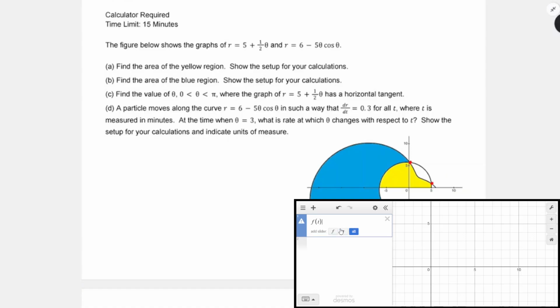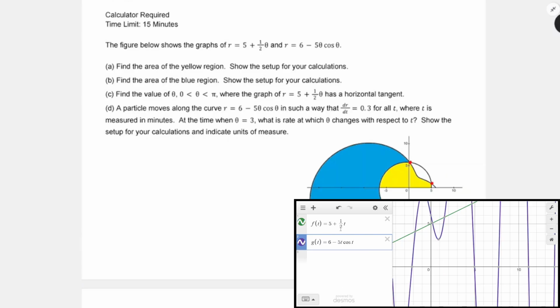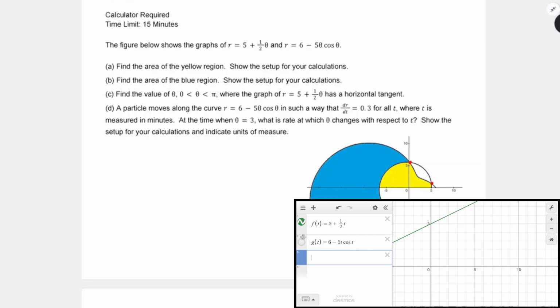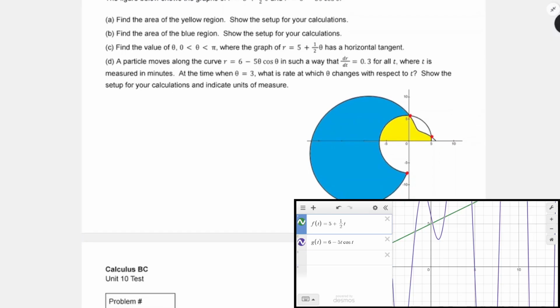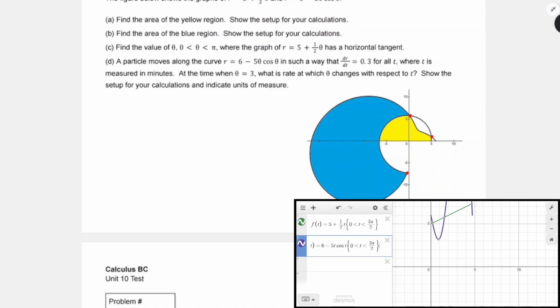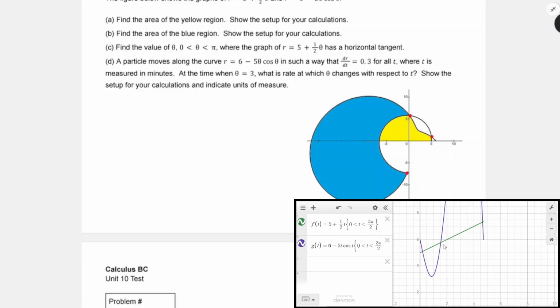Type in f of t equals 5 plus 1/2 t, and g of t equals 6 minus 5t cosine t. We need to find where they're intersecting. And looks like the graph is running about 0 to 3 pi over 2. So let's restrict t to that. We're not really ready to look at the polar graph, and plus, we can already see the polar graph down below. So we'll restrict it there and see these 3 intersection points that I have labeled over there.